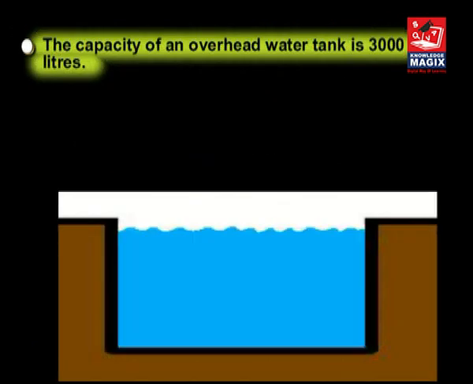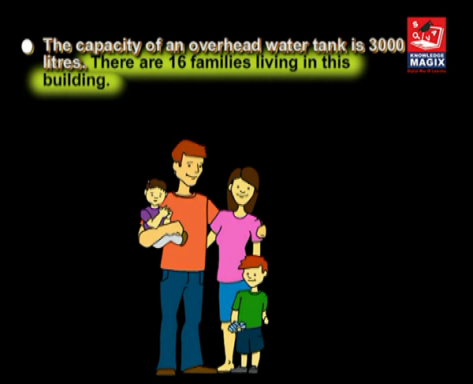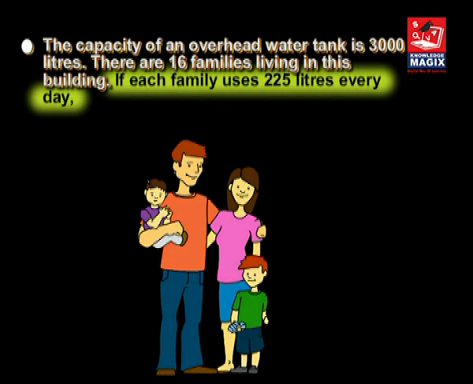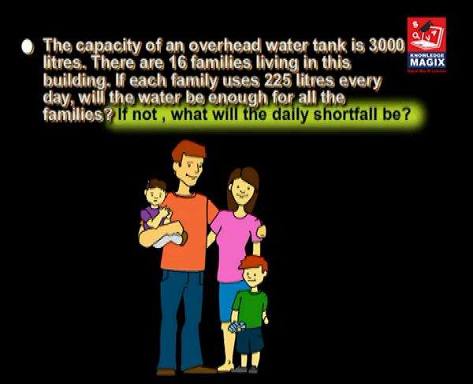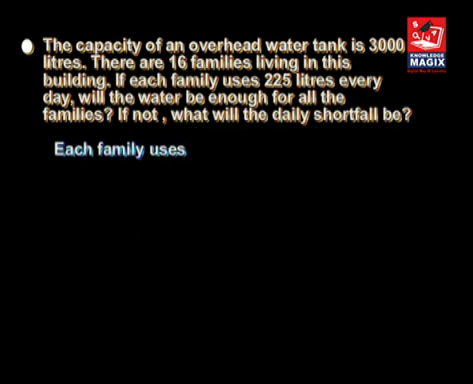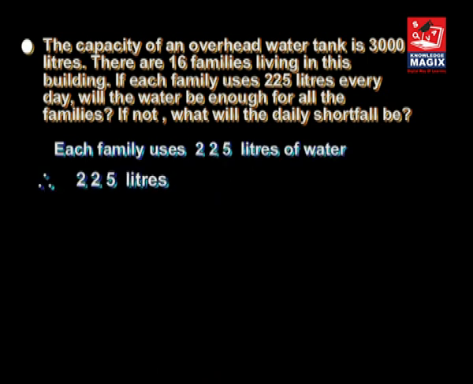Next, the capacity of an overhead water tank is 3,000 liters. There are 16 families living in this building. If each family uses 225 liters every day, will the water be enough for all the families? If not, what will the daily shortfall be? Each family uses 225 liters every day. So 225 liters multiplied by 16 families. The multiplication is 3,600 liters.